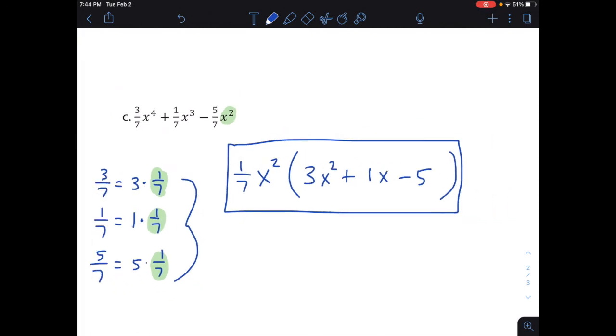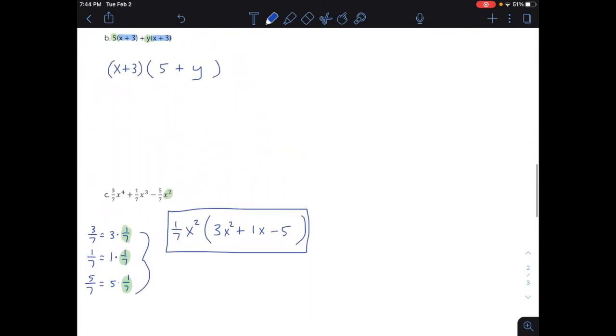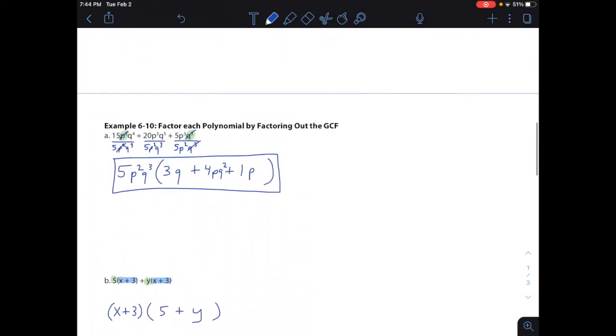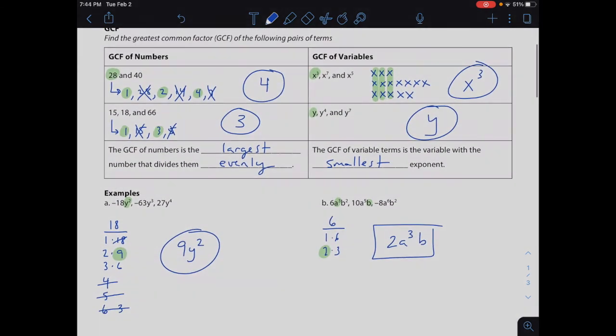All right, I think that's it. Yeah, you have an assignment now to do. There aren't too many problems to do, but it should be enough to get you a good refresher on factoring by GCF.